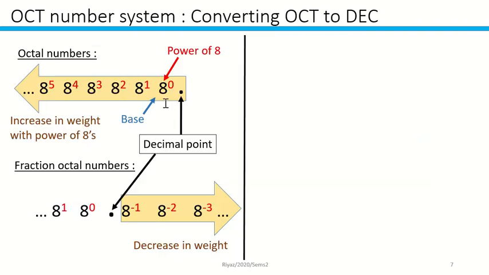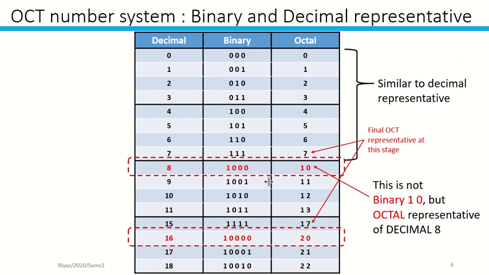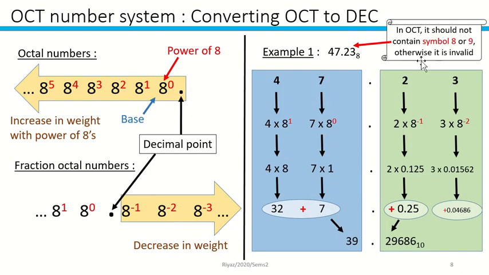For the octal number system, it's always 8 to the power of 0, 8 to the power of 1, 2, 3, and so on. For a fraction it is 8 to the power of -1, 8 to the power of -2, and 8 to the power of -3, and so on. For example, if you have 47.23, there is another point I need to remind you: in octal, you shouldn't have any symbol of 8 or 9 because it is not available, since the numbers only go until 7. If you have 8 or 9 over here, it will be considered invalid. So please take note.